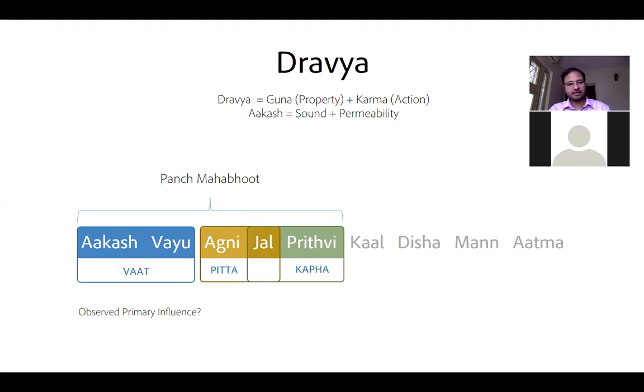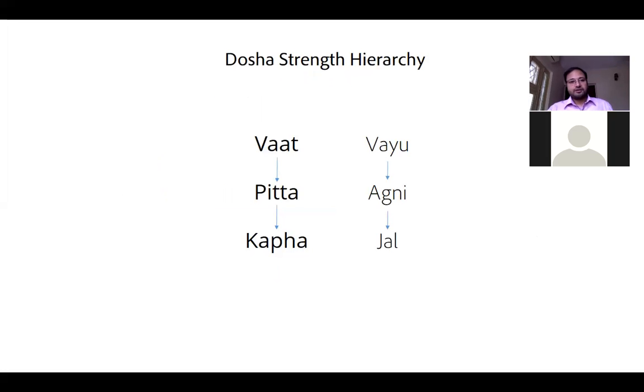So this is the basic understanding of what Vata, Pitta and Kapha is. So Vata is the combination of Akasha and Vayu. Pitta is the combination of Agni and Jal. And Kapha is the combination of Jal and Prithvi, as we just talked about. So as far as the Tridosha is concerned, that means Vata, Pitta and Kapha, there is a hierarchy of strength over here.